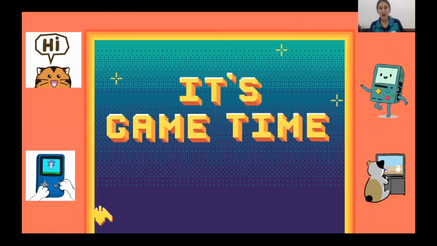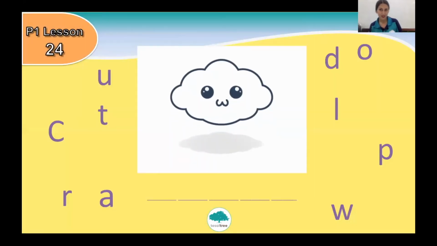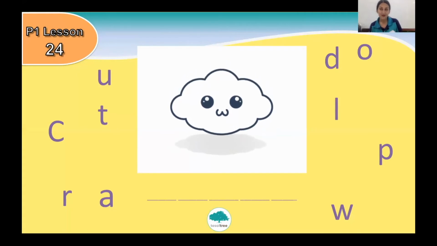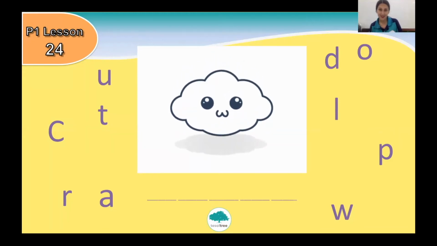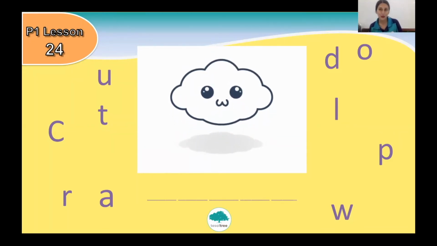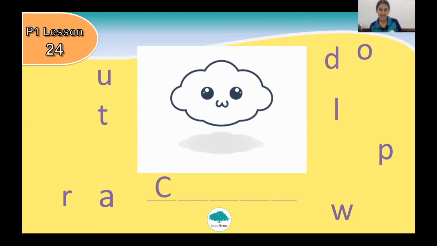Okay, I would like to explain first how to play this game. The name of this game is Word Order. I want you to look at the picture and the jumbled letters and then put the letters in the correct order. Let's see. Do you know what this is? Right, it's a cloud. Cloud. Okay, I have a clue for you. The beginning letter is a capital letter, C.